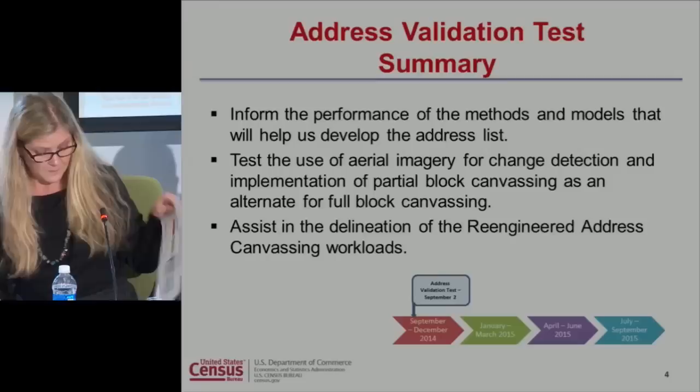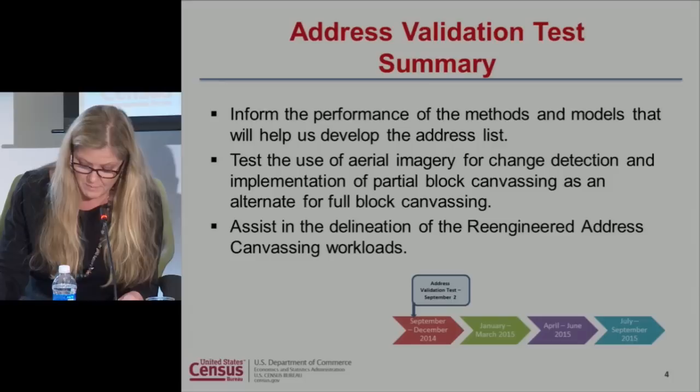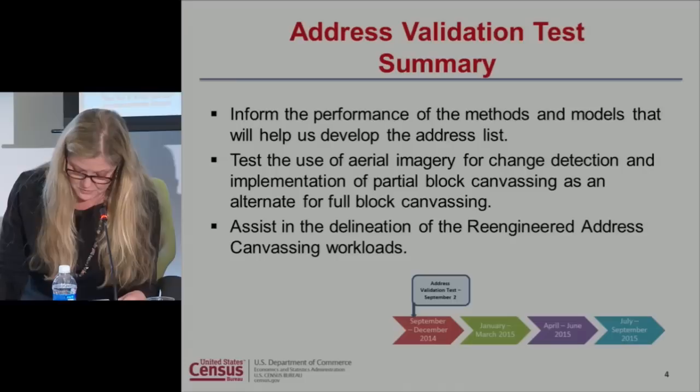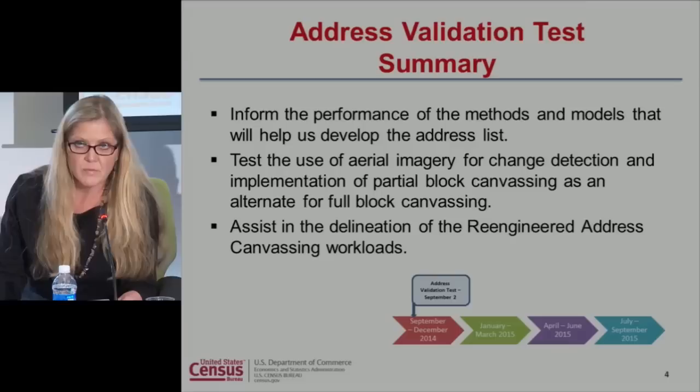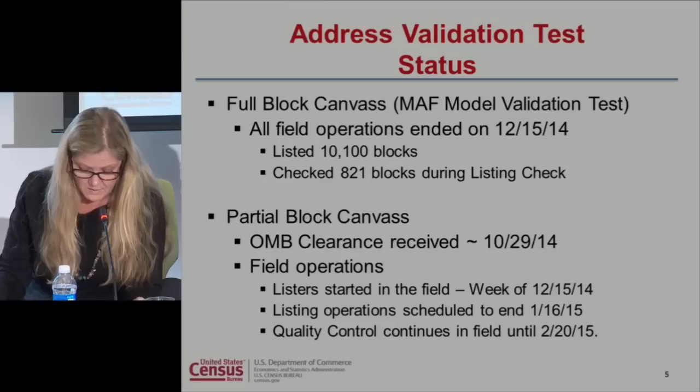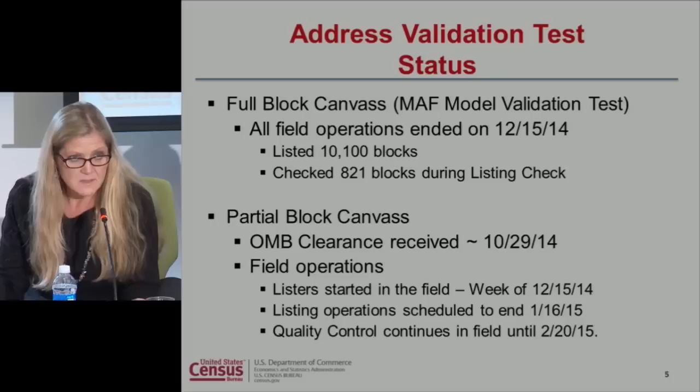The address validation test summary. We will look to inform the performance of the methods and models that will help us develop the address list. We will test the use of aerial imagery for change detection and implementation of partial block canvassing as an alternate for full block canvassing, and assist in the delineation of the re-engineered canvassing workloads. The first part of the test was called the math model validation test. All of our field operations for this phase of the test ended on December 15th. We listed 10,100 blocks, and we checked 821 blocks during our listing check.